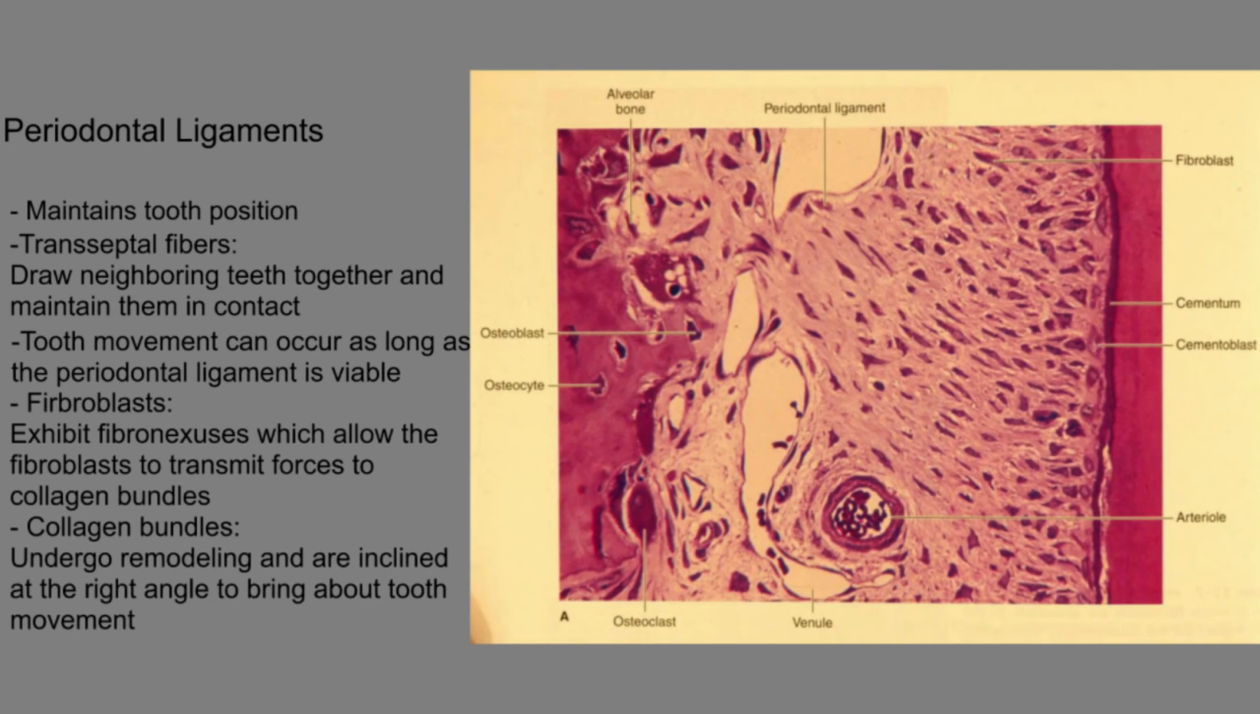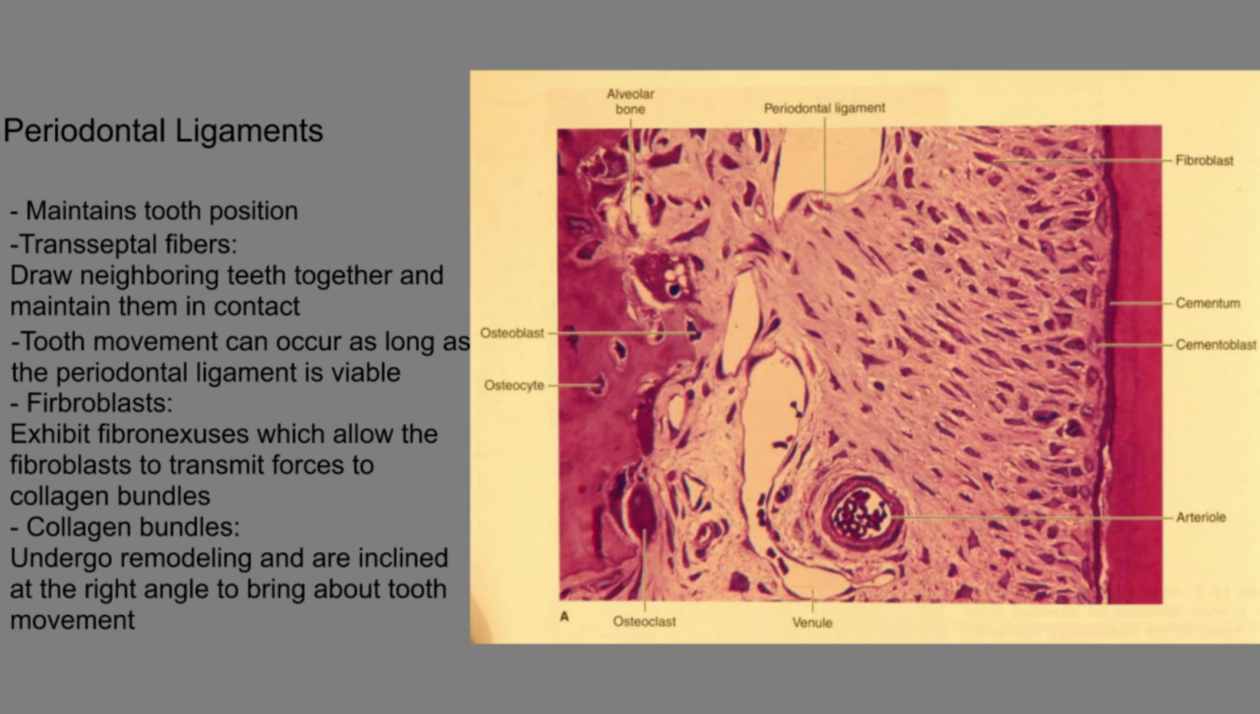The fibroblasts, by virtue of their contractile forces, exhibit fibronexuses. It is through these fibronexuses that the fibroblast transmits forces to the collagen bundles. These collagen bundles, apart from undergoing remodeling, are also inclined at the correct angle to bring about eruptive movement. The orientation of the fiber bundles, which is established by the developing root, is a basic requirement for tooth movement.